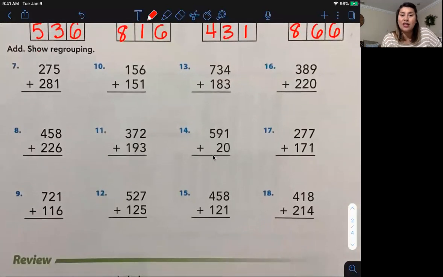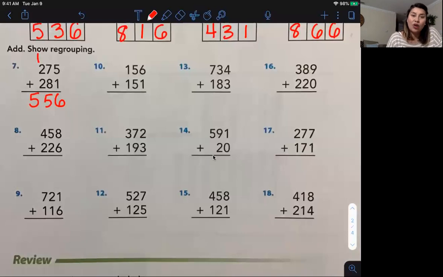Now we're going to get a chance to practice some more. Okay, here we go. 5 plus 1 is 6. 8 plus 7, that's a double plus 1. 7 plus 7 is 14 plus 1 more, 15, carry the 1. 2 plus 2 is 4, plus 1 more that we added to the top is 5. 556. Let's keep going down to the next one.